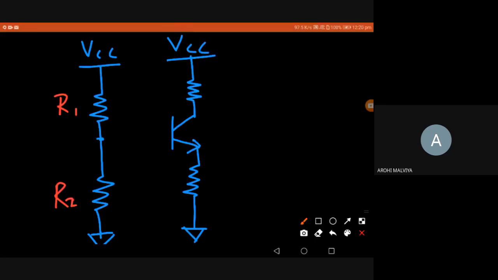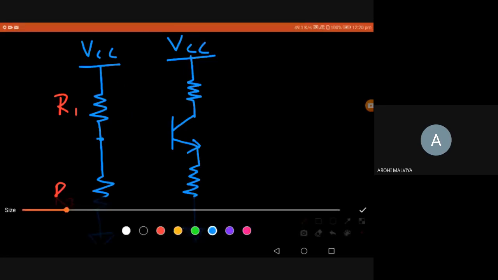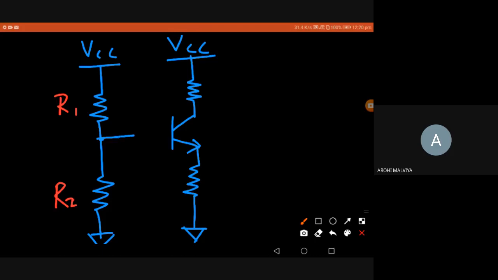Now what I'll do is connect the midpoint junction of the resistances to the base of the transistor. Now I'll name the resistances. This is the collector resistance RC and the emitter resistance RE, and R1 and R2 stay the same. R1 is the top resistance, R2 is the bottom resistance. Remember there's a voltage drop across R2. Now this voltage drop is going as the input to the base of the transistor.